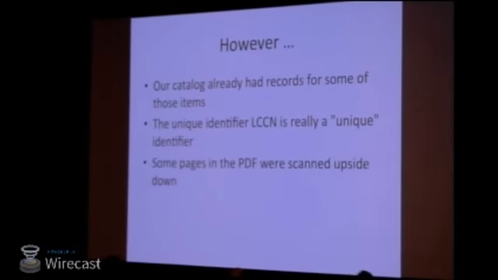But some of the records were already in our catalog, so we had to do some duplicate removal. And the LCCN isn't really unique. It'll sometimes return multiple records from the OCLC catalog. And the very best problem was some of the pages in the PDF were upside down.